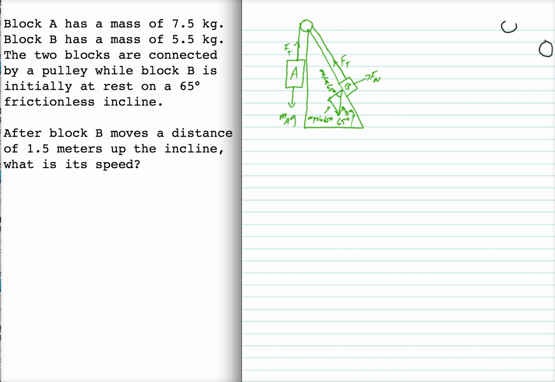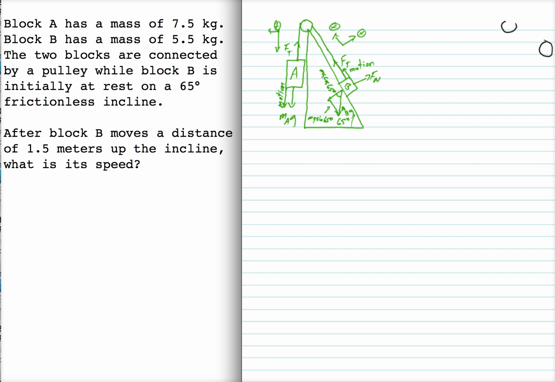Let's see. We're told that block B moves a distance up the incline, so the direction of motion is going to be up the incline. So I'm going to make that my positive direction, right? In my sign convention, I'm going to make up the ramp positive and out of the ramp positive. And that means that over here, for mass A, the direction of motion is down. Therefore, following the same sign convention, for mass A, down is going to be positive.